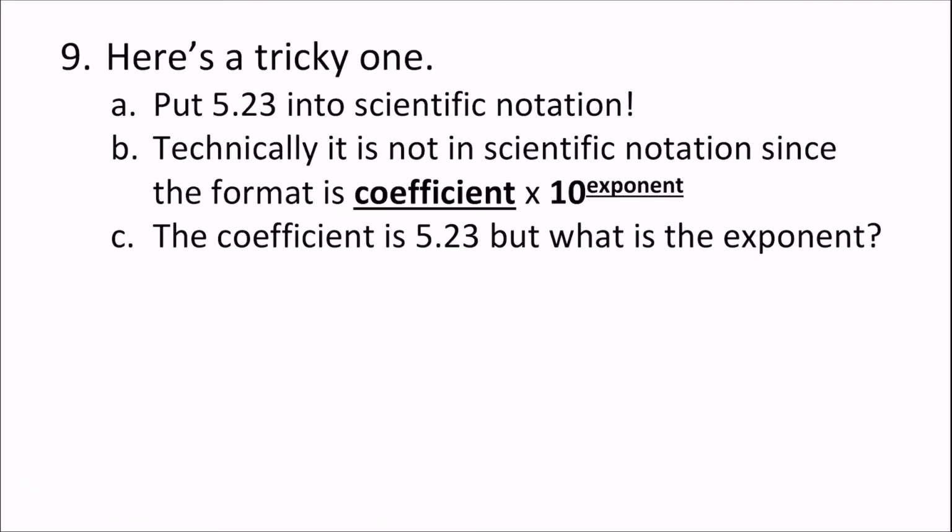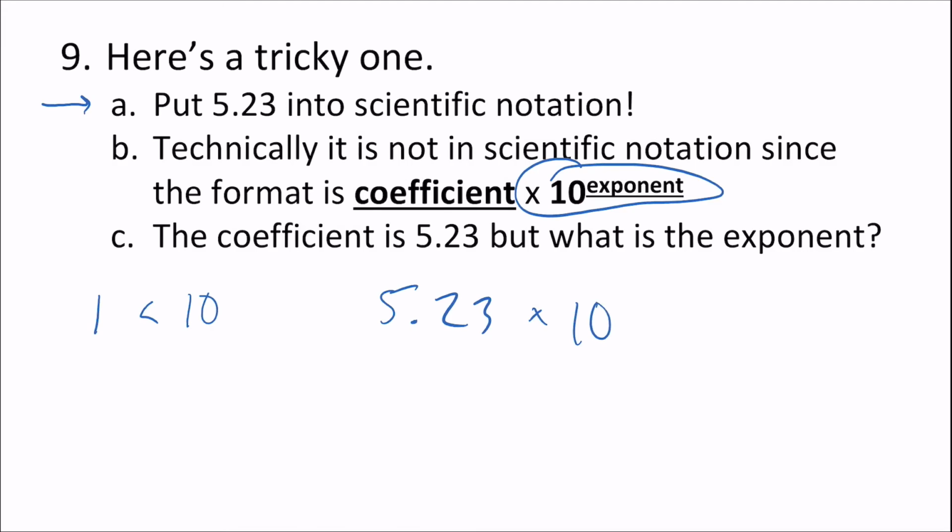Now here's a tricky one. What if they say put 5.23 into scientific notation? Well, it's already a number that's between 1 and less than 10, right? So you're like, I'm done. Technically, it's not in scientific notation, since the format also needs times 10 to an exponent. So here we have the coefficient, 5.23, times 10. Times 10 to what is going to make it the same number? If you said 1, well, think about it. That's a 1, right? So that means the decimal is going to move 1 time over. That's going to give you 52.3, which is not the same number. What else could it be?